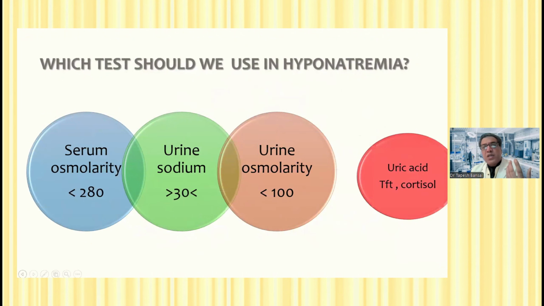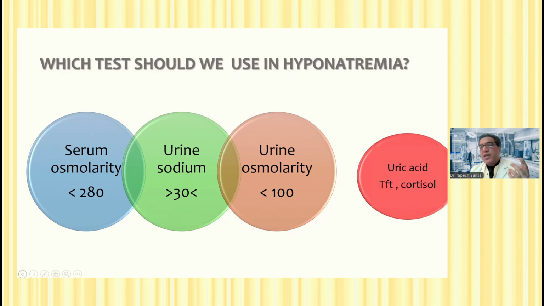And now, lastly, which tests should we use in hyponatremia? So serum osmolarity, urine sodium, urine osmolarity, and rarely uric acid, thyroid function test, cortisol. So I explained all these tests to you, and you can go through the video and understand again why I have mentioned these tests, why these tests are done. Actually, you need only urine sodium. Like I explained throughout this video, if you have followed the lecture, you will understand this, right? Sometimes you need thyroid function test, sometimes you need cortisol. What is the role of uric acid?